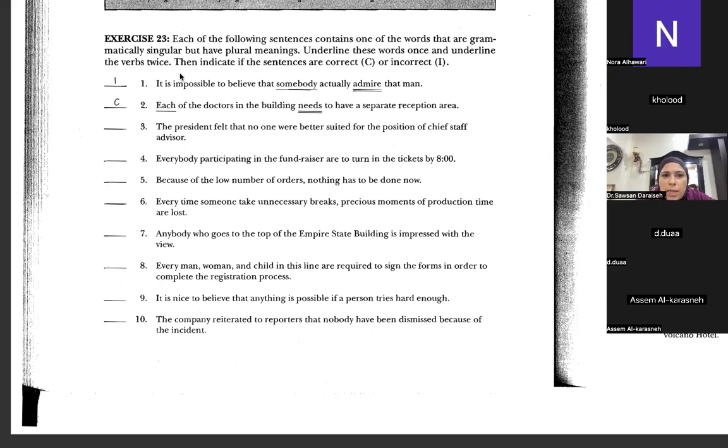Underline the subjects once and the verbs twice, then indicate if the sentences are correct or incorrect.